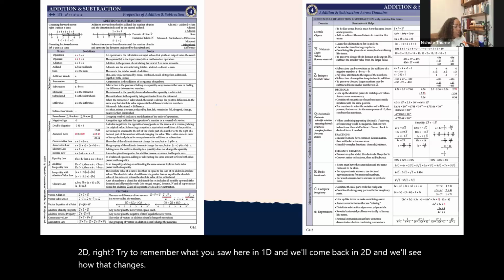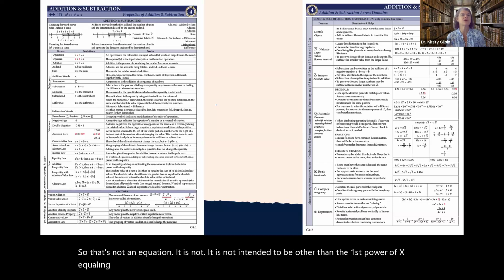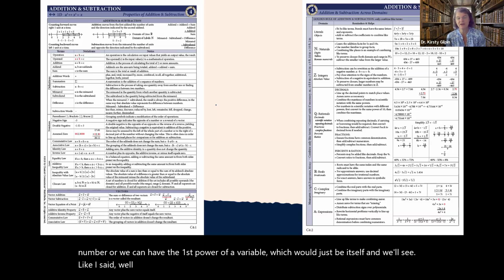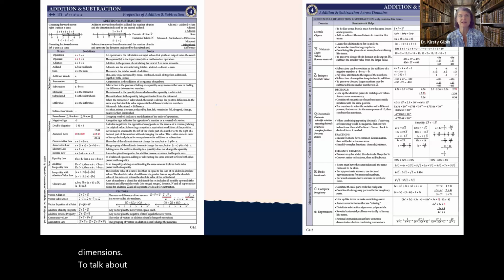So that's not an equation. It is not intended to be, other than the first power of X equaling X. What we're trying to show you there is that we can have the first power of a number, or we can have the first power of a variable, which would just be itself. And we'll see that that notation changes a little bit as we move through the dimensions to talk about different things.